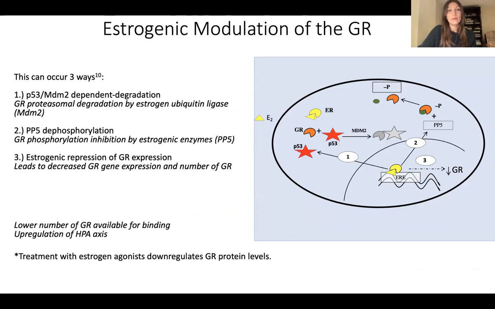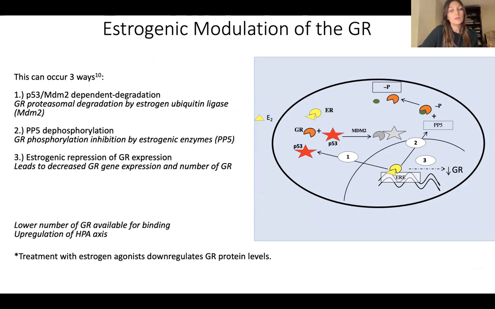So let's talk a little bit about how estrogenic compounds can modulate the glucocorticoid receptor. This can happen three ways. Either there can be proteasomal degradation by estrogen ubiquitin ligase. So the GR can actually be degraded.